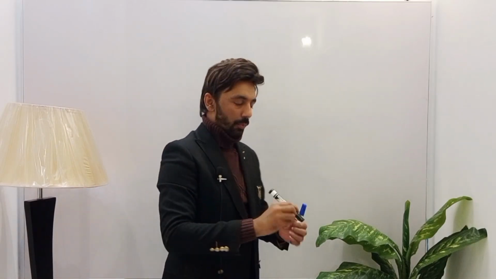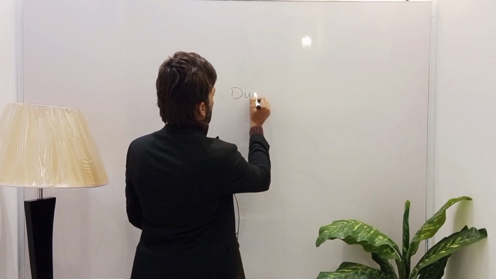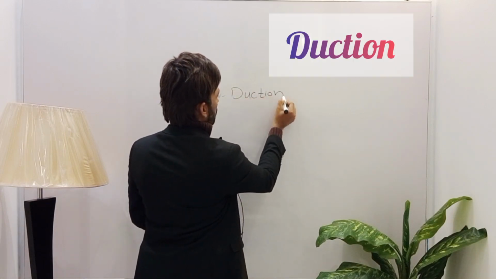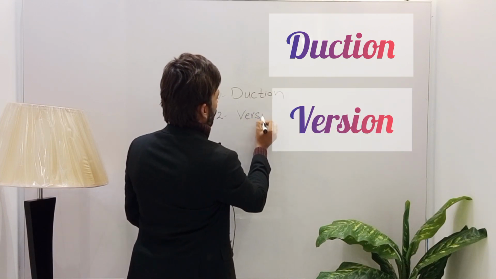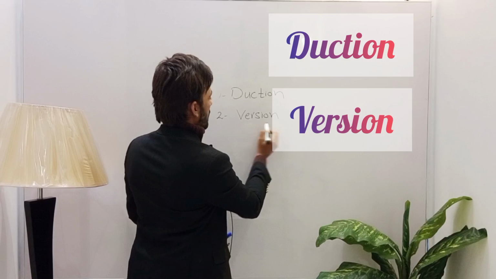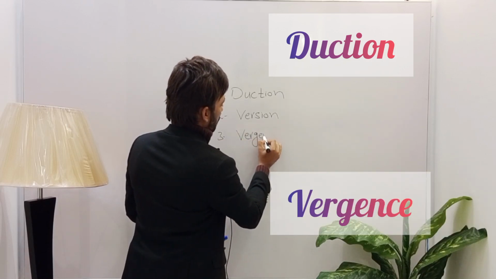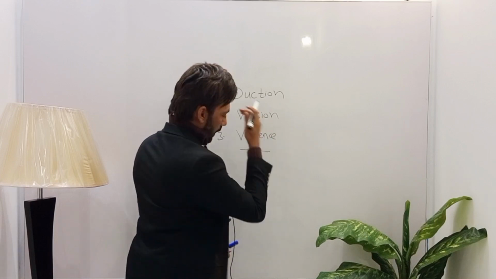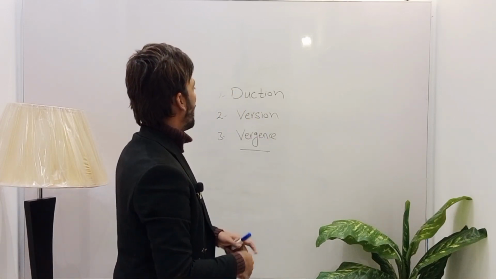So our today's topic is about the different eye movements, and the first one is called the duction. Second one is called version, and the third one is called the vergence. So in this video, in this lecture, we will discuss about these three eye movements.